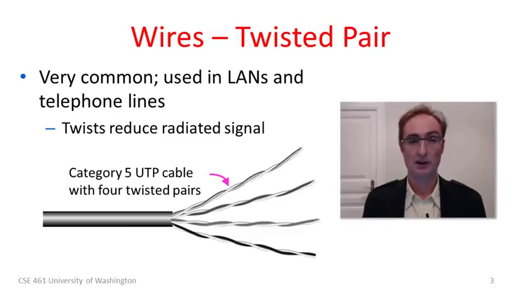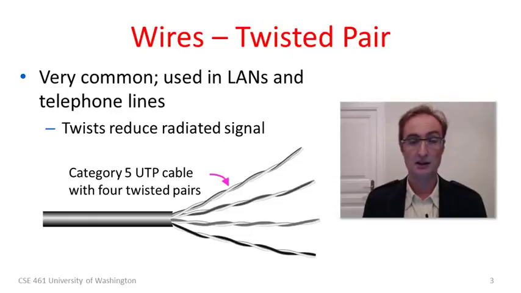It's quite common. This is the kind of wire which runs to your house for your telephone, assuming you still have a wired telephone. You will also probably have seen it in enterprises. This cable shown here, the category 5 UTP, stands for unshielded twisted pair. That is a common Ethernet cable. You can see in here that there are 4 pairs of twisted pairs.